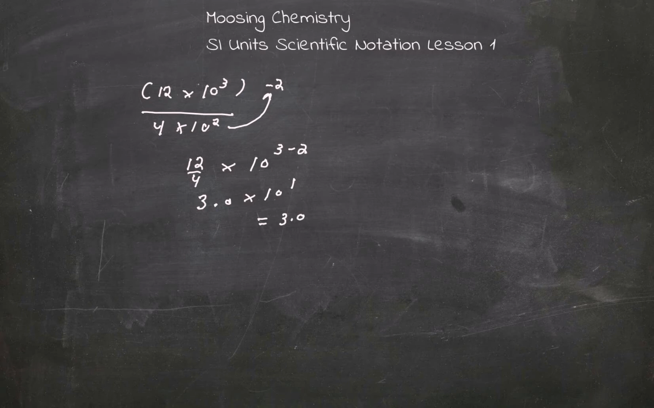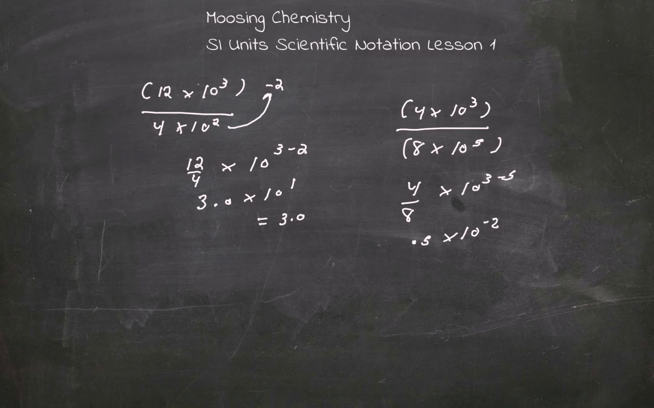Okay, let's look at another one like this. Let's say this problem, for example. We have 4 times 10 to the third divided by 8 times 10 to the fifth. Okay, so we're going to put 4 over 8 times 10 to the 3 minus 5. This is going to give me 0.5 times 10 to the negative 2.